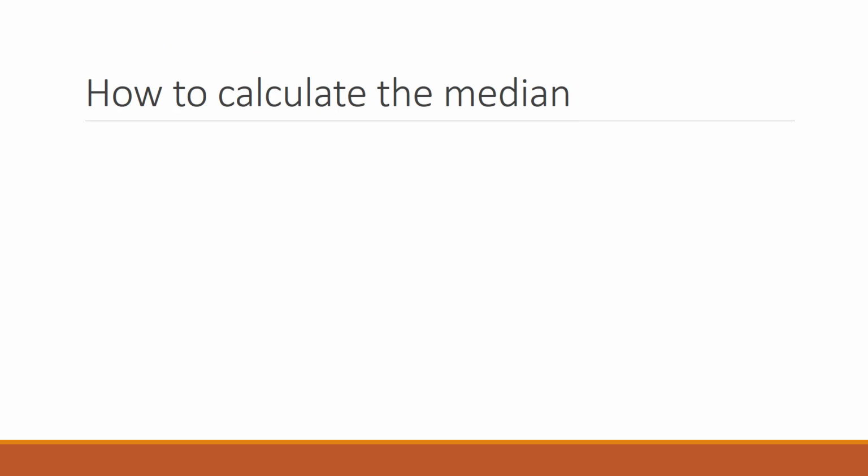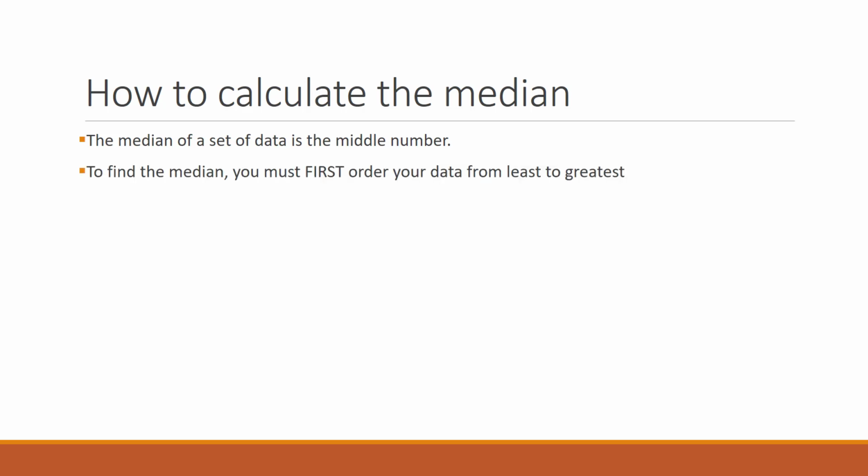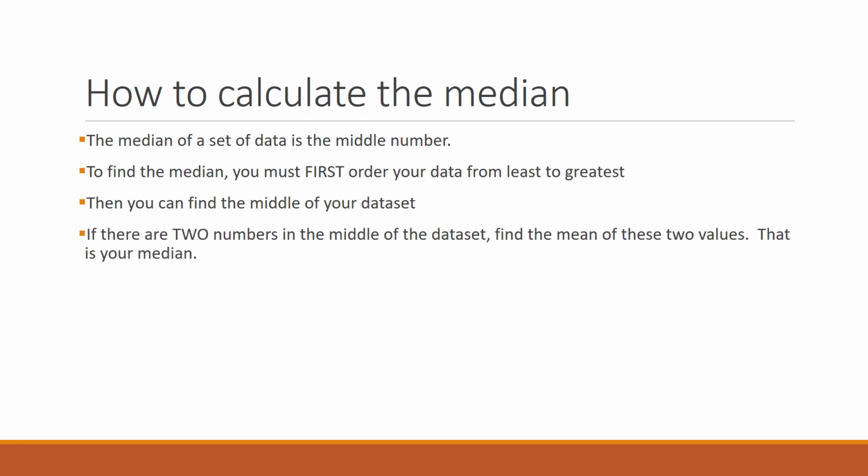Now let's explore how to calculate the median of a set of data. The median of a set of data is the middle number. To find the median, you first have to order your data set from smallest to largest, or from least to greatest. Then you can find the middle of your data set.